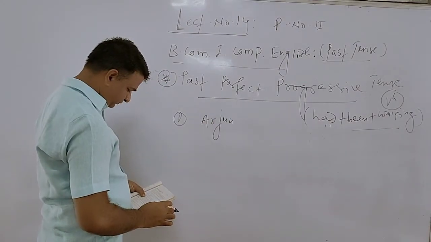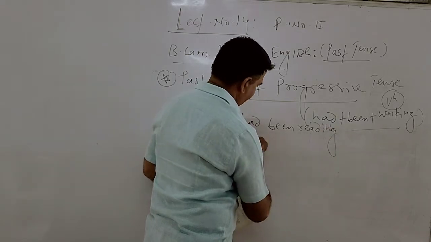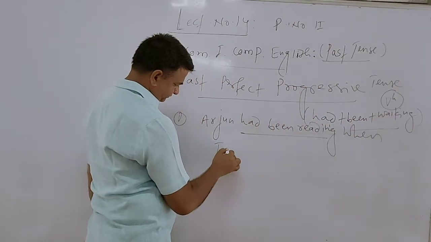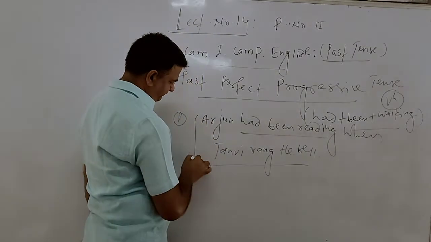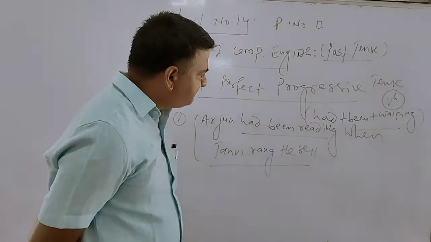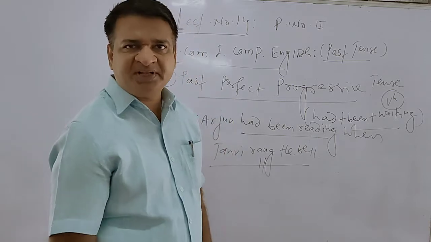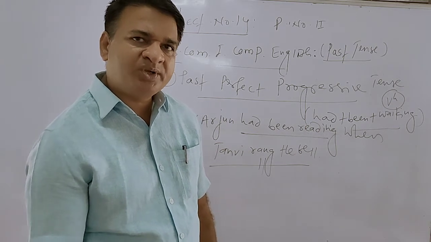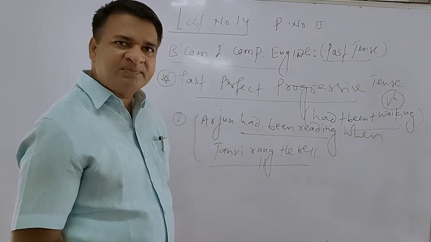Arjun had been reading when Tanvi rang the bell. Again the past perfect progressive is correlated with the simple past, because without the use of simple past tense it is very difficult to communicate or tell the dialogues in past progressive, past perfect, and even in past perfect progressive tense, because the supporting simple past tense verb form is always attached with the past perfect progressive verb form.